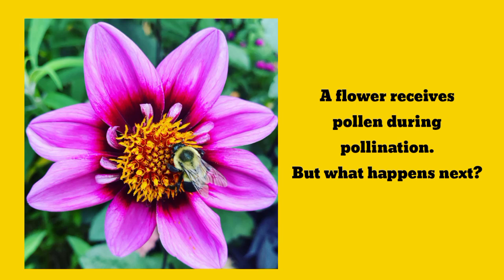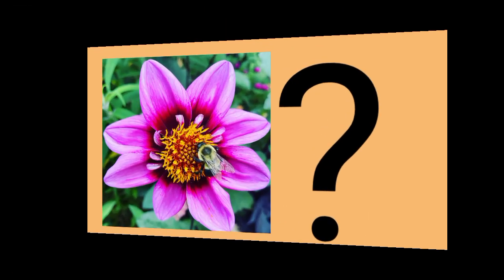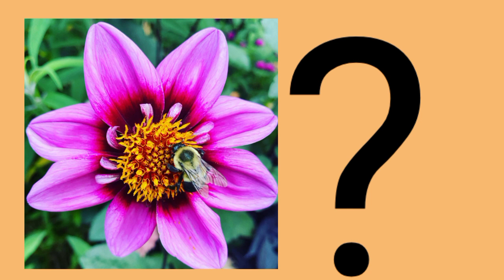Welcome to today's video. My dear audience, in our previous video, we discussed that a flower receives pollen grains during pollination. Pollen grains are transferred from anther to stigma. But the next question arises: what happens after pollination? What are the steps that take place when pollen grains fall on the stigma of a flower?